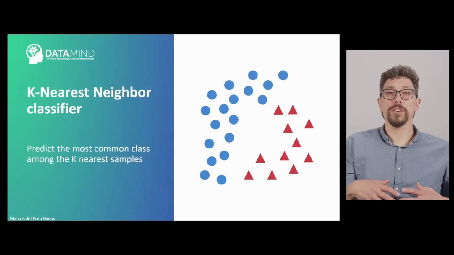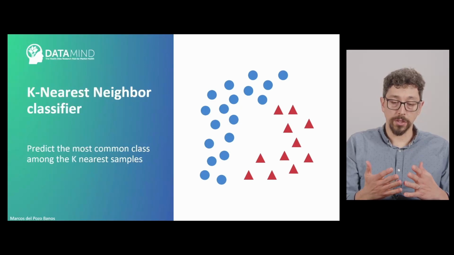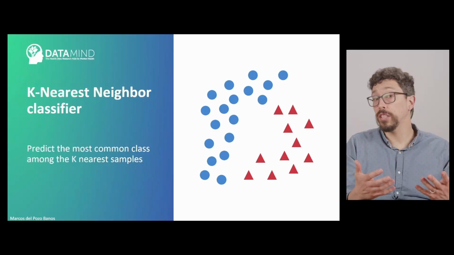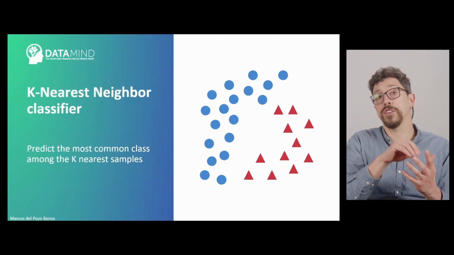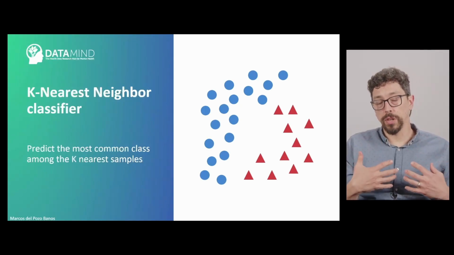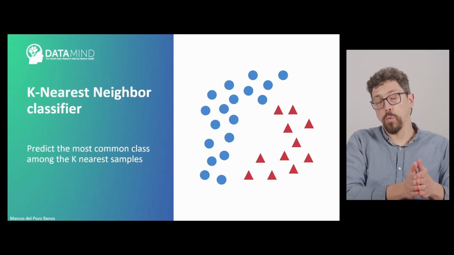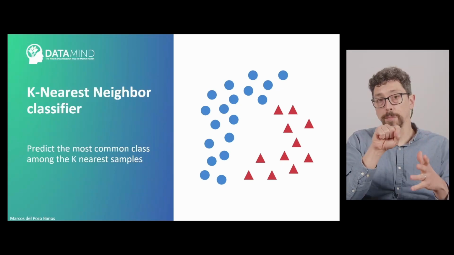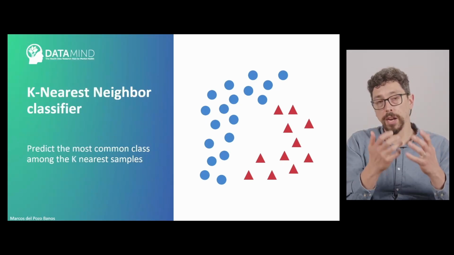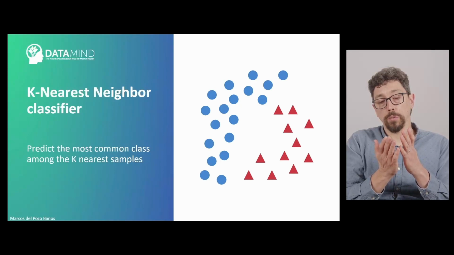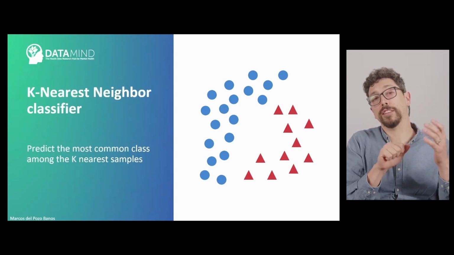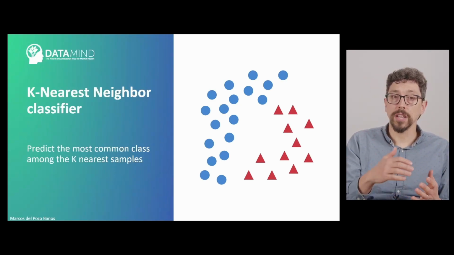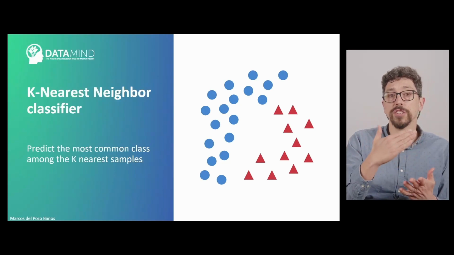K-nearest neighbor classifier is a classifier that is very close to how we intuitively assign a class to a new sample. Intuitively, we will not just look at the nearest sample. We will look at a set of samples that are closest to this evaluated sample, and then we will look at the most common class within that set of near samples. So it predicts the most common class amongst the k nearest samples.